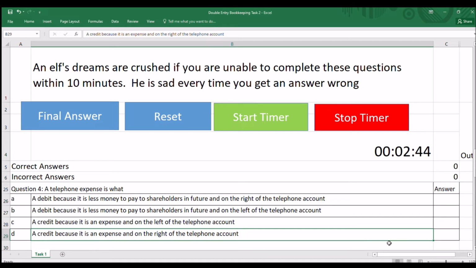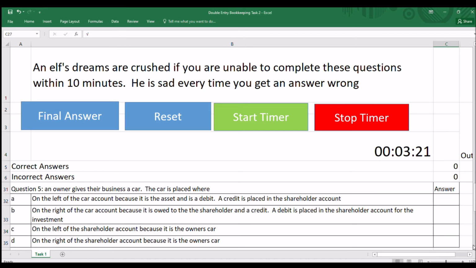A telephone expense is, what is it? Debits and credits, and which side of the T account would it go? Okay, so a telephone expense represents an expense. That represents less money that can be paid to shareholders in future, and so a reduction in a money out item. So it's going to be a debit, which is a reduction in a money out item, and debits go on the left, so the answer is B, a debit item, and it goes on the left hand side of the T account.